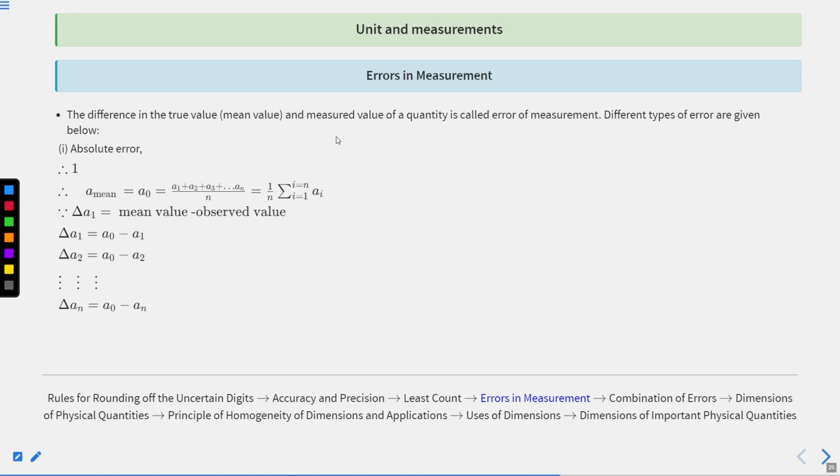Next is errors in measurement. Error in measurement is the difference between the true value or mean value and the measured value of a quantity, called error of measurement. Different types of error are given below. First is absolute error.